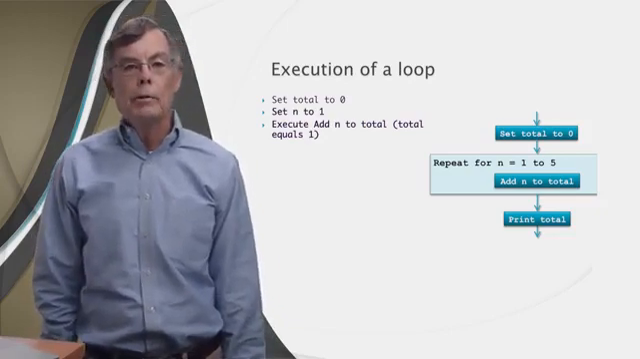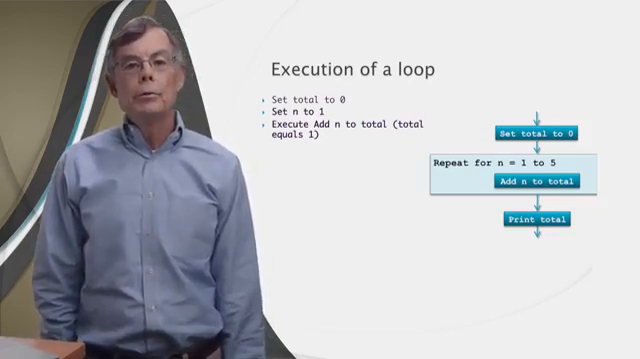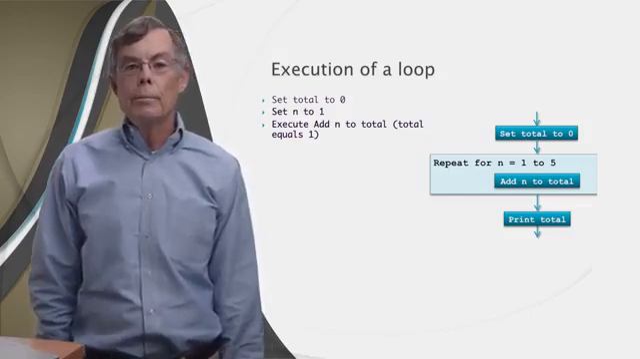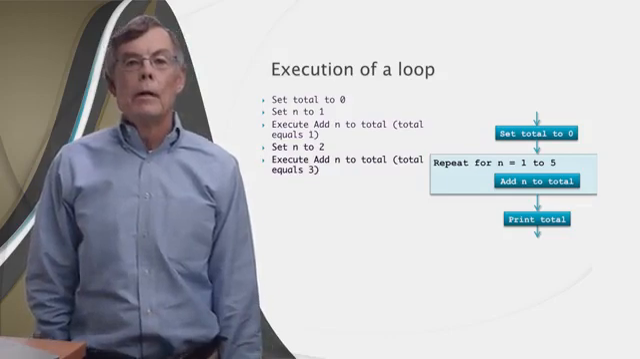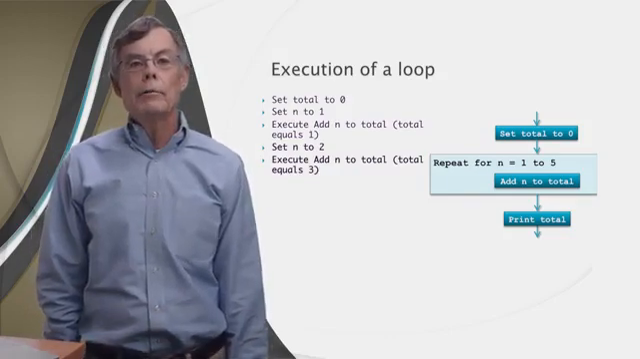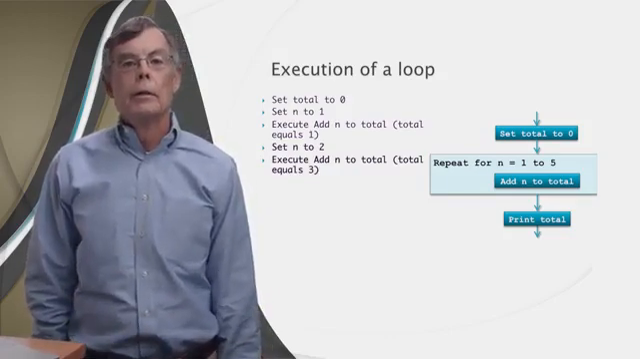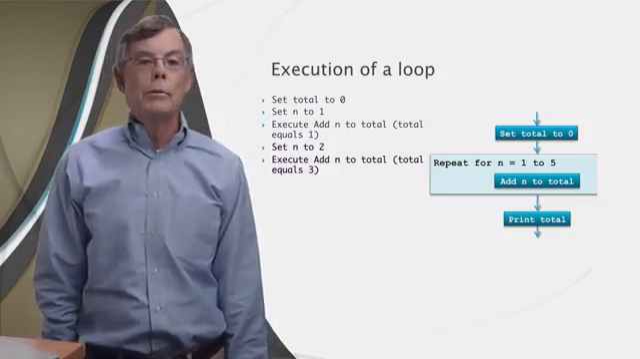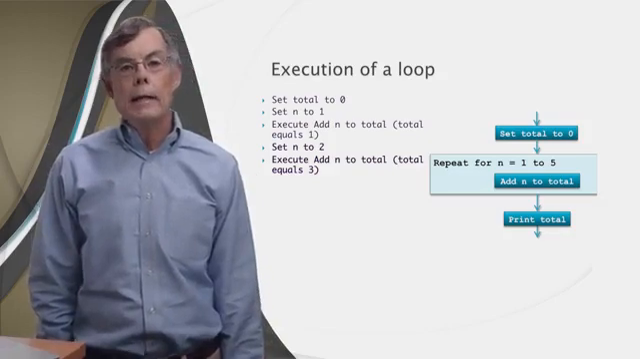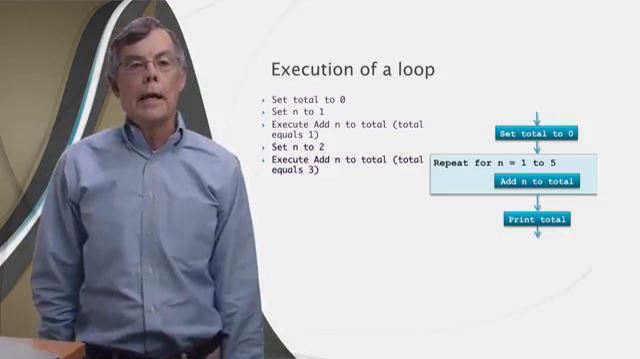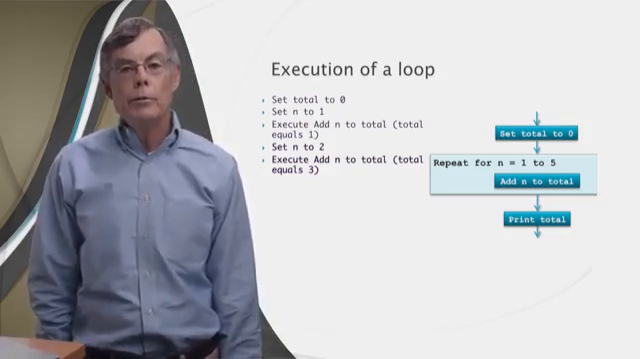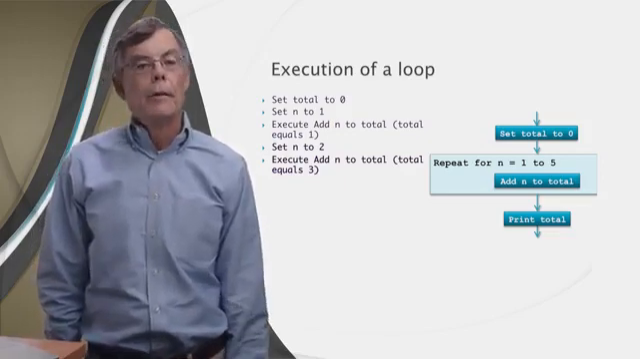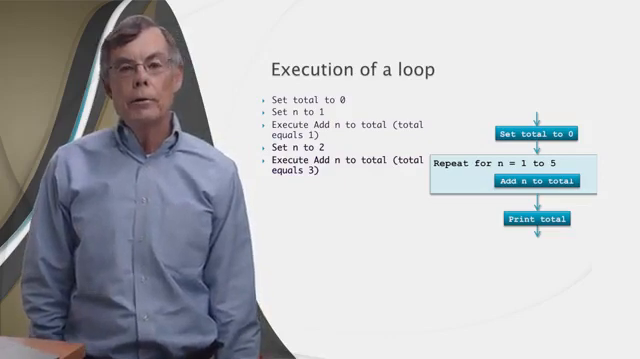Since total is 0 and n is 1, total equals 0 plus 1, which equals 1. That completes the first repetition of the loop. A repetition is called an iteration, and now it's time for the second iteration. This time n is set to the second value in the list, which happens to be 2. Again, n is added to total. Now total equals 1 and n equals 2, so total equals 1 plus 2, which equals 3. That completes the second iteration of the loop.